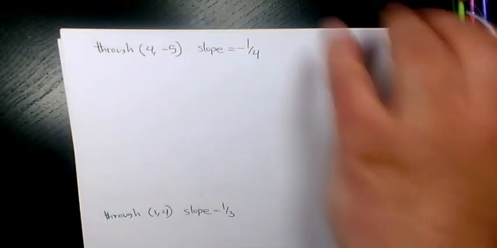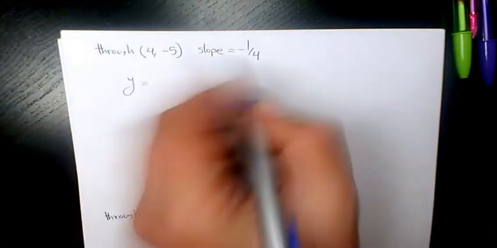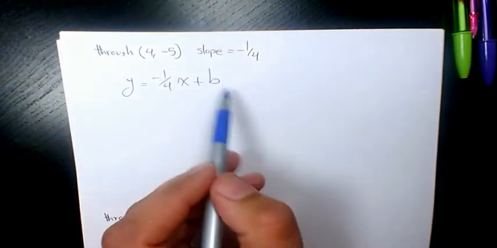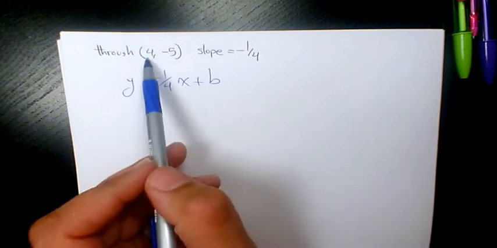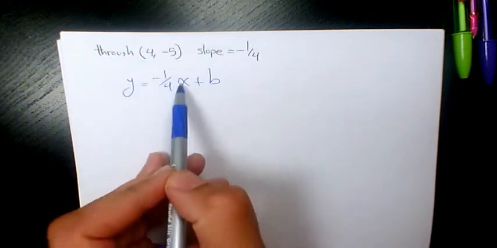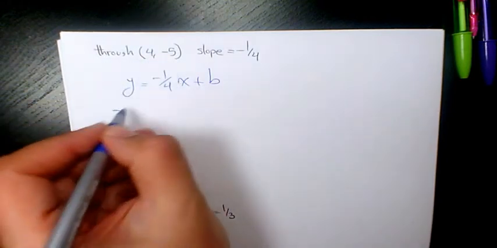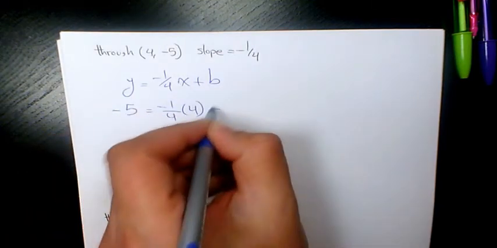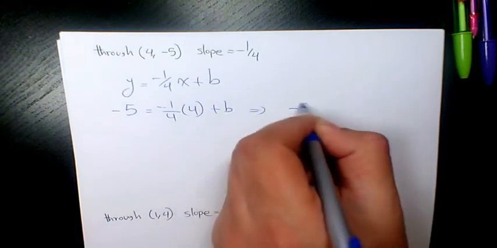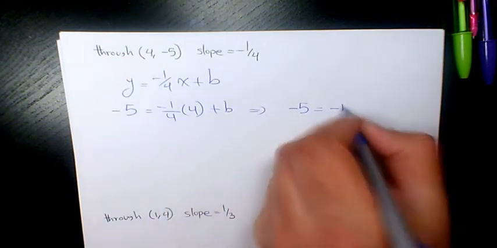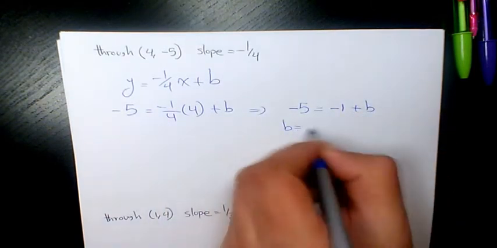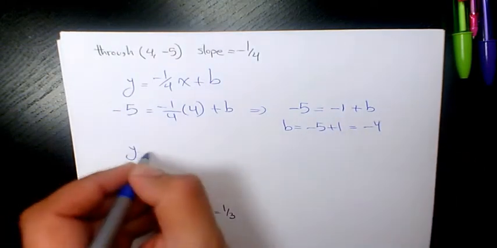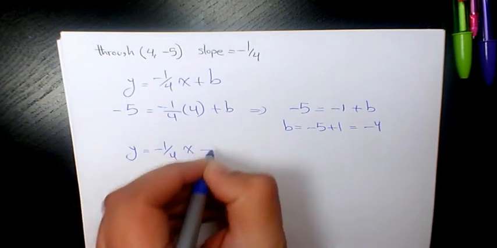Next example. y equals, the slope is negative 1 over 4 x plus b. And how to find b? We need to use this point. You substitute 4 for x and negative 5 for y. So it's negative 5 equals negative 1 over 4 times 4 plus b. So we have negative 5 equals negative 1 plus b. So b will be negative 5 plus 1, which will be negative 4. So y equals negative 1 over 4 x minus 4.